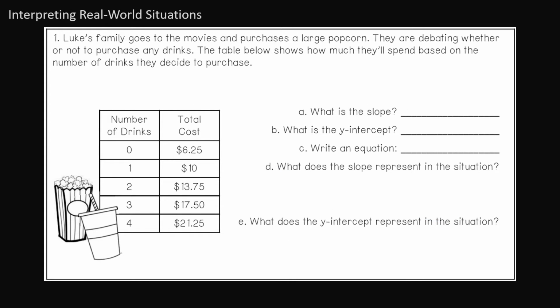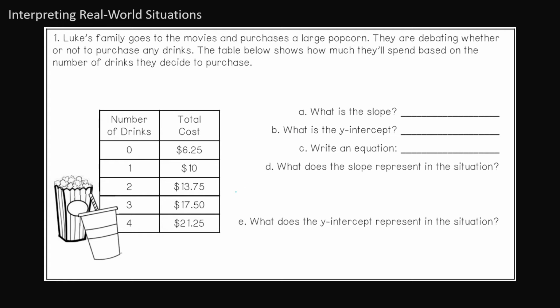Here's our first problem. Luke's family goes to the movies and purchases a large popcorn. They are debating whether or not to purchase any drinks. The table shows how much they'll spend based on the number of drinks they decide to purchase. So it says when the number of drinks is 0, the total cost is $6.25. If the number of drinks is 1, the cost is 10, and it increases from there.